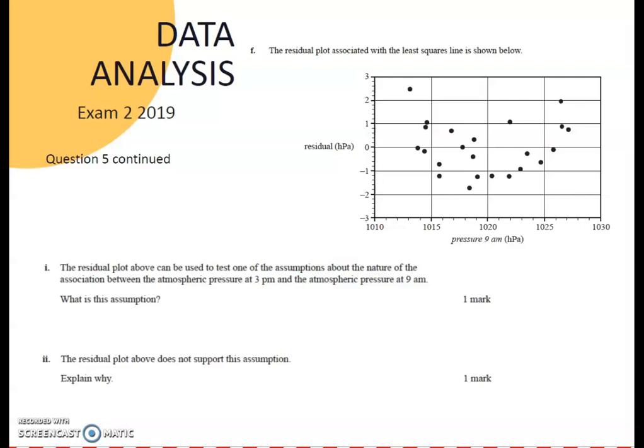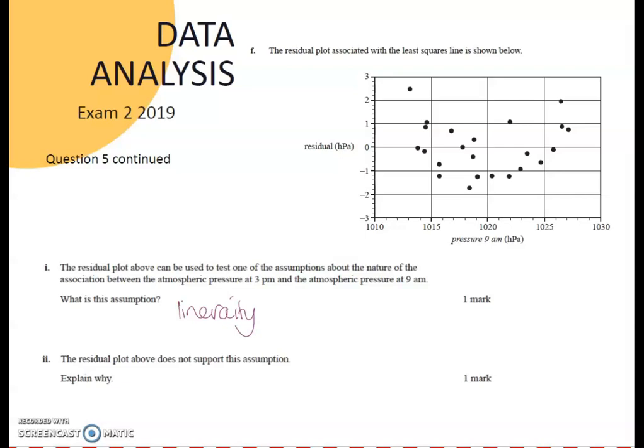So, part 1, the residual plot can be used to test one of the assumptions about the nature of the association between atmospheric pressure at 3 p.m. and the atmospheric pressure at 9 a.m. What is this assumption? So, the thing that the residual plot is testing is whether or not the data is linear. So, what is the assumption? We are testing for linearity. Okay, we are testing if our data is linear. So do we have linear data? If you wrote one word, that's all they wanted here.